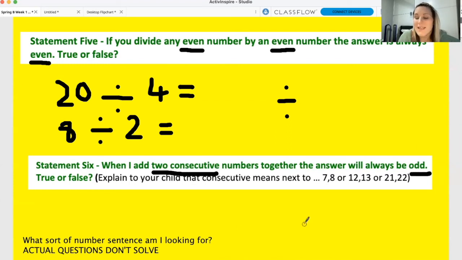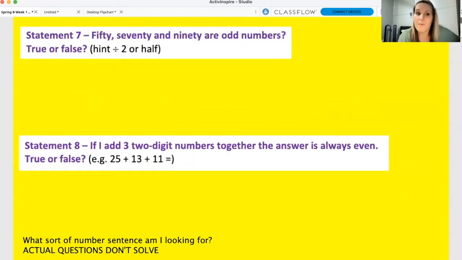So consecutive means next to. So if Miss Warren counts from 0 to 10, 0, 1, 2, 3, 4, 5, 6, 7, 8, 9, 10, 5 and 6 are consecutive because they're next to each other. 1 and 2 are consecutive because they're next to each other. So you just need to do 4 number sentences with 2 numbers that are next to each other. And today's maths, although it seems quite tricky and long, it's really interesting to find your answers.